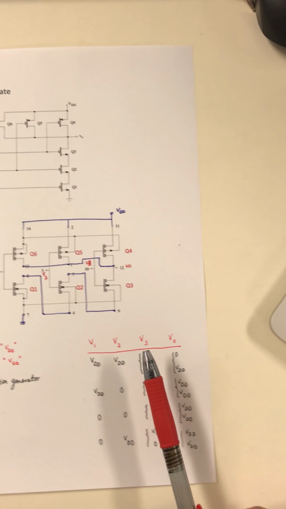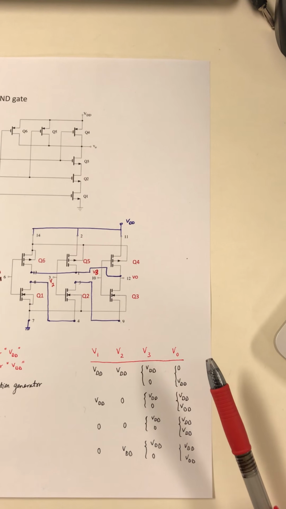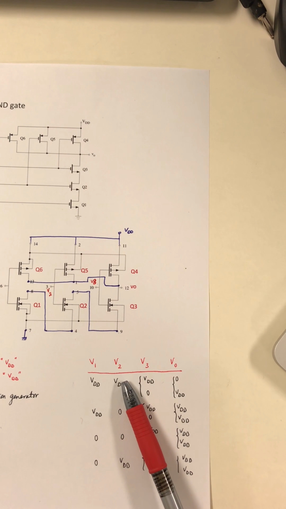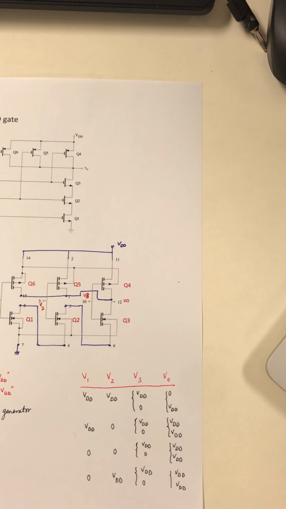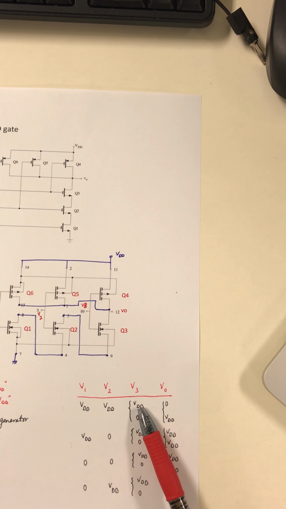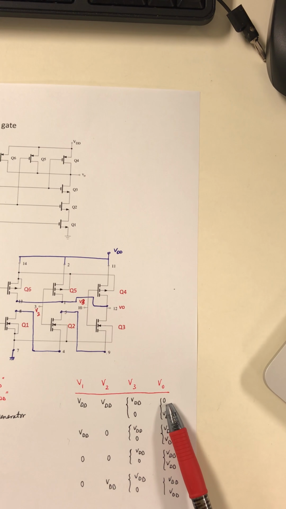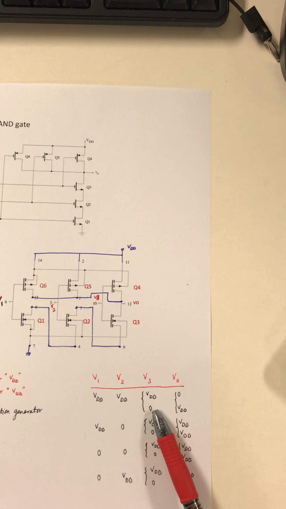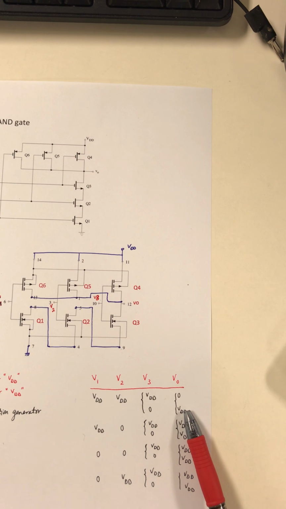The input signals that I'm going to test today are when V1 and V2 are set to high and V3 changes from 0 to VDD. When all of them are at high, the output is going to be at low because this is a NAND gate. So when any one of them is at 0, the output is going to be at high.